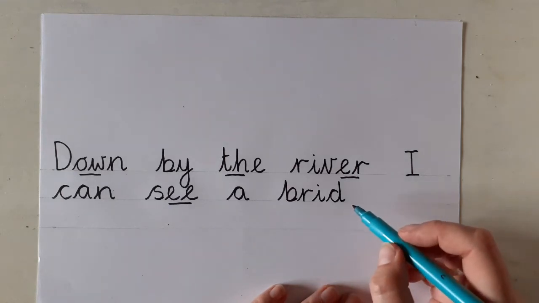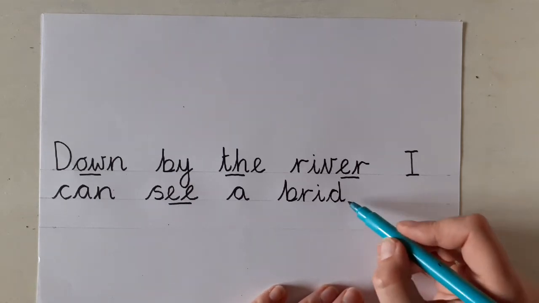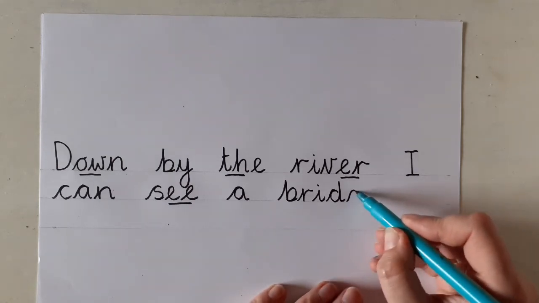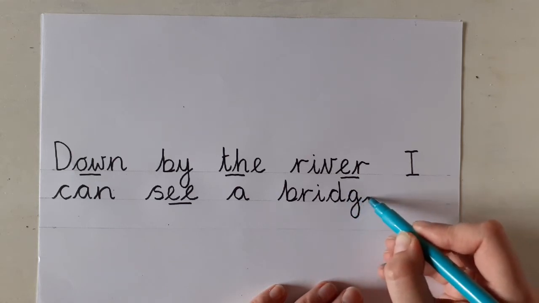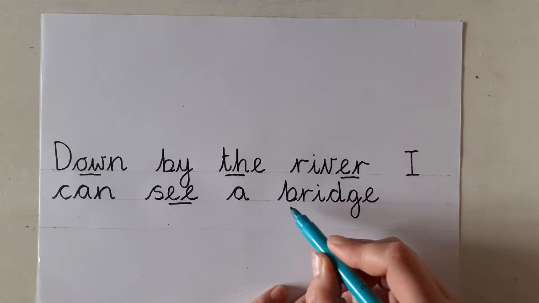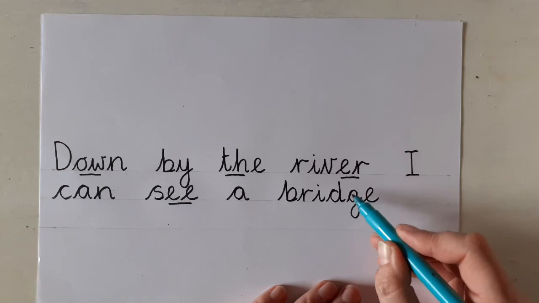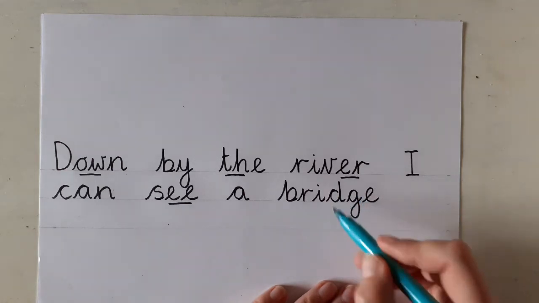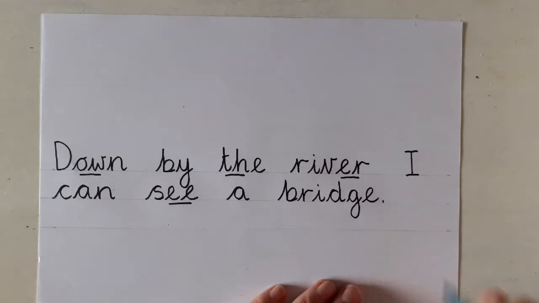Bridge. What you can hear is a j sound, but we're not going to put a j on the end. We're going to put a g. Or, the other way of saying it, the letter sound is a g. I told you it was a bit tricky, didn't I? And then we need an e on the end. Bridge. Bit of a tricky one, isn't it? Because that g says j sometimes, and that d is a silent letter because you can't hear it inside the word. Then we put our full stop at the end.